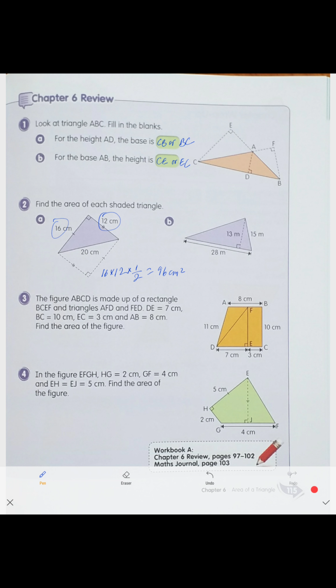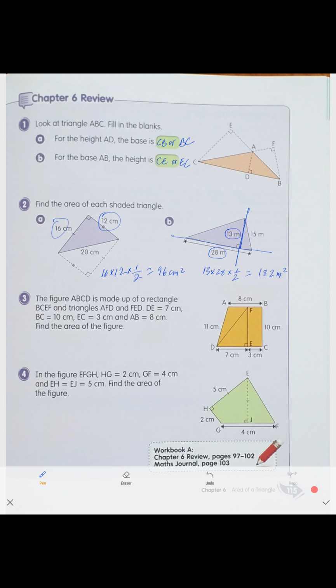Now triangle B, right? This is your base. This is the perpendicular line, which is the height, right? The height is 13 meters. The base is 28. We need half of the product, right? So 13 times 28 times 1/2, 182 meters squared. All right.